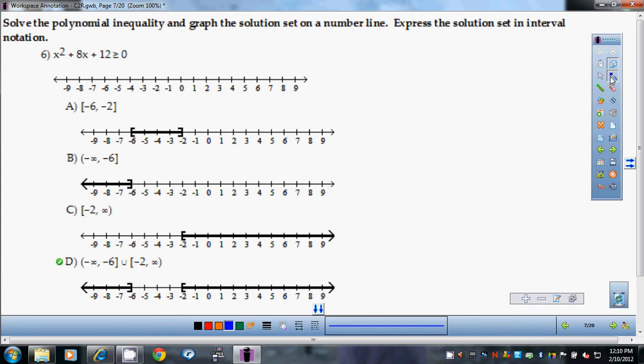Negative 6 and negative 2 are the only numbers that show up. Don't do more thinking than you have to. Now, if you don't trust that, even though I don't know how you couldn't because it's in every problem, every answer, you can plug them in. Plug in negative 6 and negative 2. Make sure they equal 0, and they do. So, the numbers you're checking are negative 6 and negative 2.